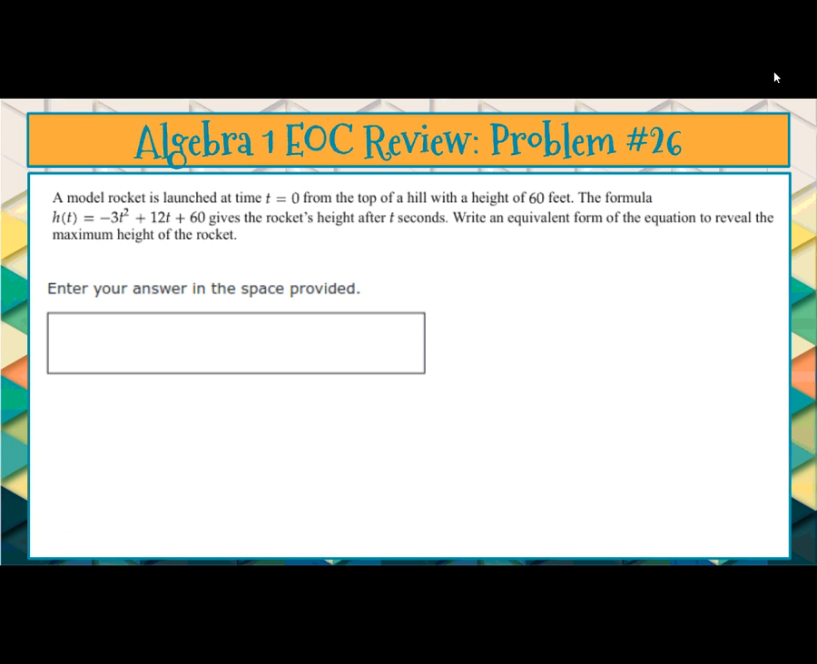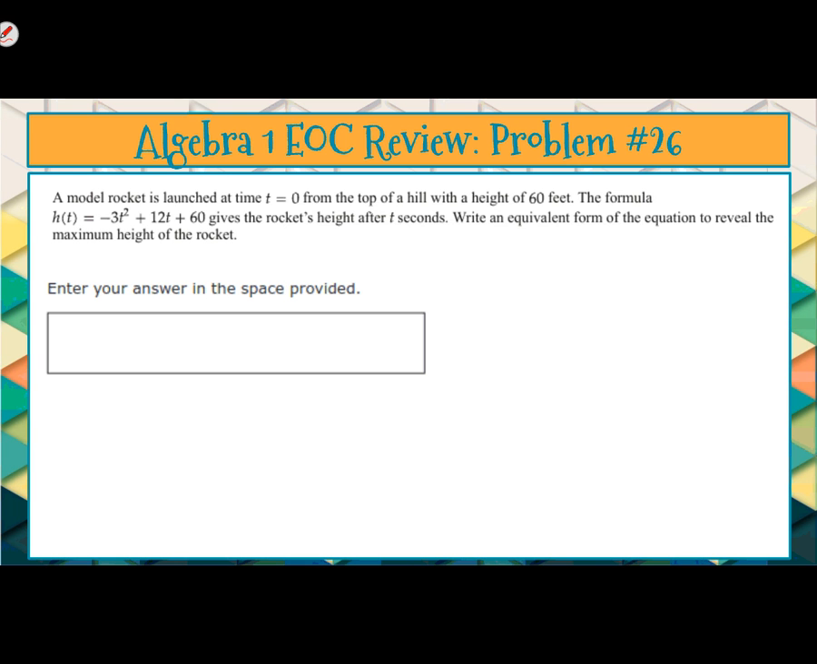Here's problem number 26. A model rocket is launched at time t equals 0 from the top of a hill with a height of 60 feet. The formula h of t equals negative 3t squared plus 12t plus 60 gives the rocket's height after t seconds. Write an equivalent form of the equation to reveal the maximum height of the rocket.